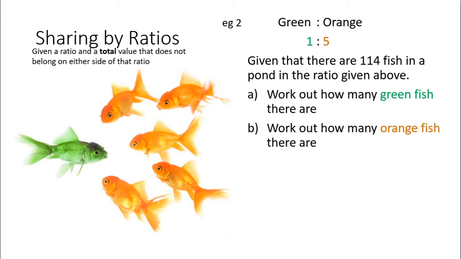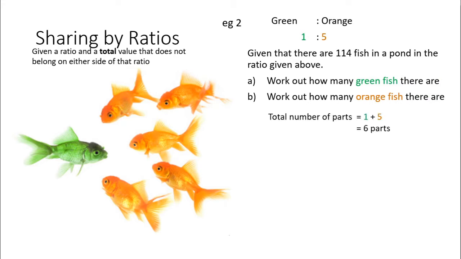First, we're going to work out how many green fish there are, then we're going to work out how many orange fish there are. So what we're doing is we're splitting the 114 fish all together into the ratio of 1 to 5. And to do that, our first step is to not divide this by 2, but to divide this in the number of parts necessary to split so that there's 1 part going to green and 5 parts going to orange. Make a little bit of space here, and the total number of parts is 1 plus 5 is 6 parts. The number of fish per part would be 1/6 of 114.